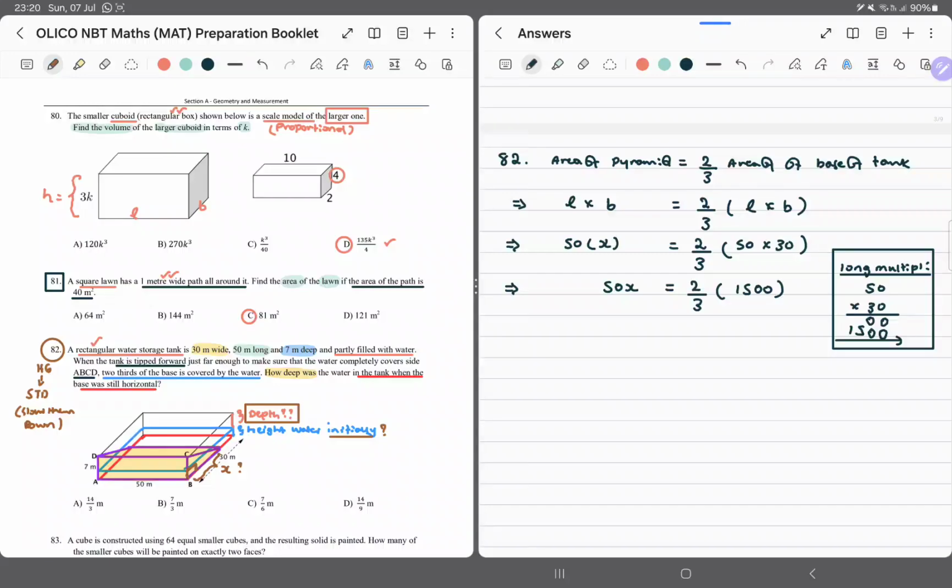All right, so now what do we have to do? We've got 50x equals 2 by 1.5 is going to be 3 squared divided by 3.